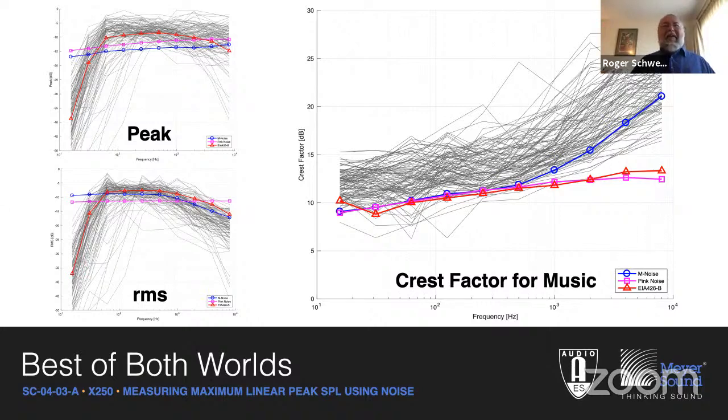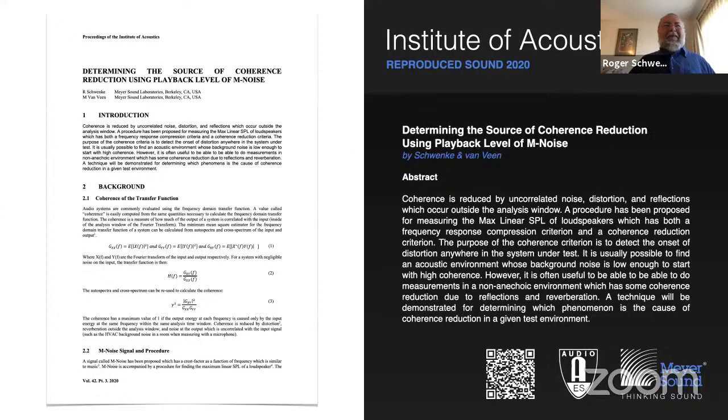So let's move on. I think this will be about another paper presented at the Institute of Acoustics. So that was the signal that I just showed. Now there's also a procedure. There's a certain way of using M noise to determine the max SPL of a speaker.